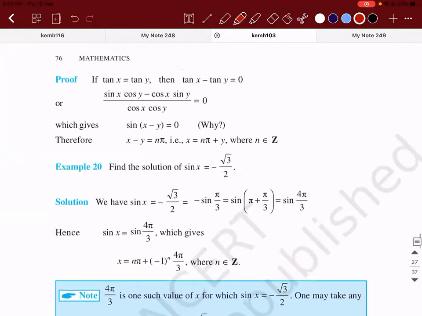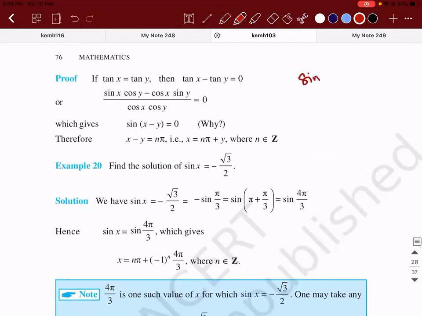See, for example, example number 20, sin x is equal to minus root 3 by 2. Right? Sin x is equal to minus root 3 by 2. Now the question is, see, I'll tell you the technique to solve this problem.